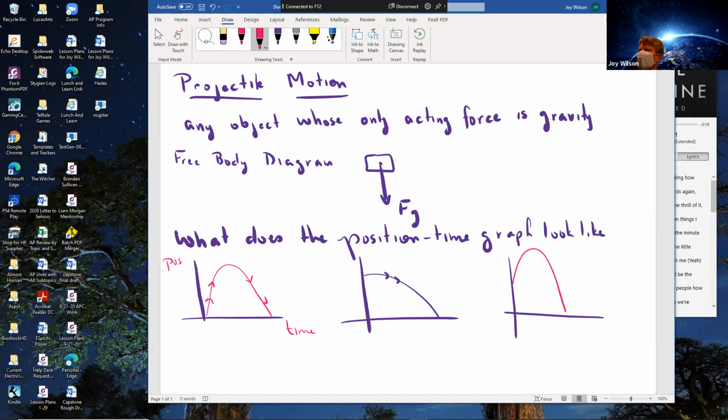Something like that. So in essence, what do you always get? Part or whole parabola. So your position time graph is going to look like a parabola.